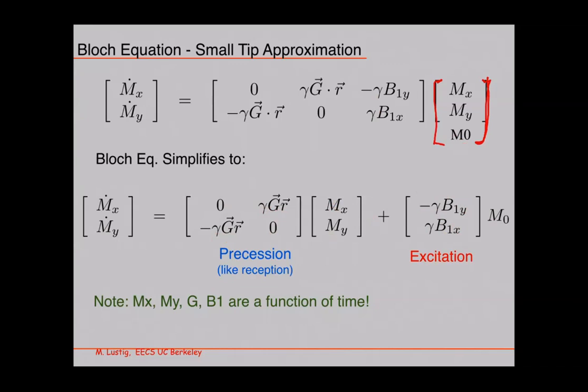Okay? Yes? Okay, so in this case, the dynamic is going to be precession, right? If there is no B1 field, then there's just precession about the gradients. This results in a rotation. So if the B1 field is off, then our magnetization is just going to rotate in the XY plane. That's what it's going to do. Just rotate in the transverse plane. Very similar to reception.